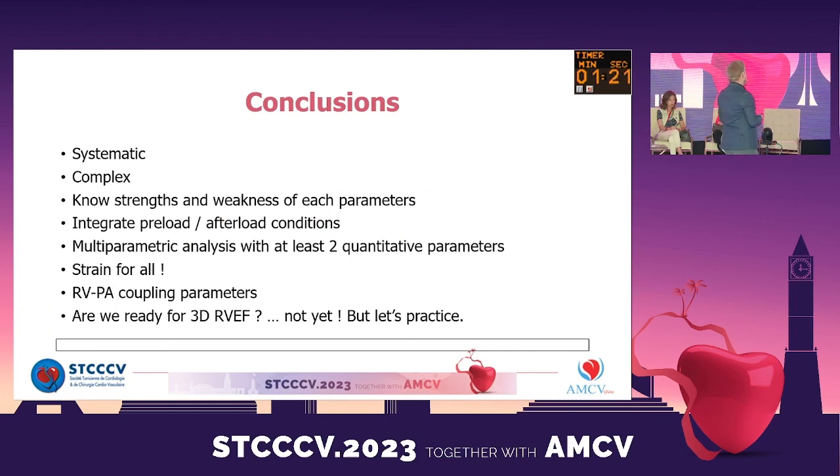So in conclusion, sorry for the time, you need to be systematic, it's complex, you need to know the strengths and weaknesses of every parameter. Always integrate the preload and afterload condition in your analysis. At least include 2 quantitative parameters and be careful about the visual evaluation. Strain for all, in my opinion, it's not hard to do, and it's even easier in recent years with the automated calculation. We need to integrate RV-PA coupling.